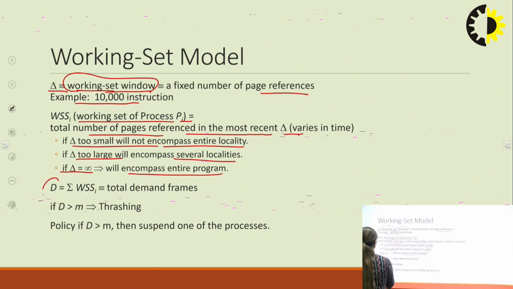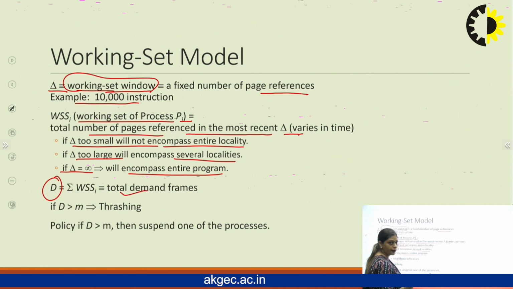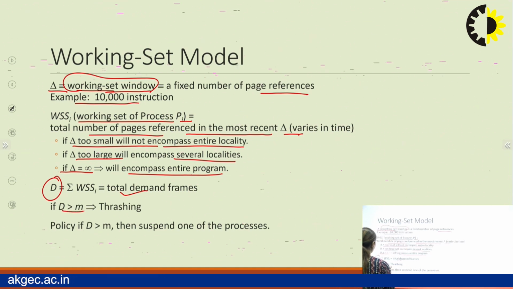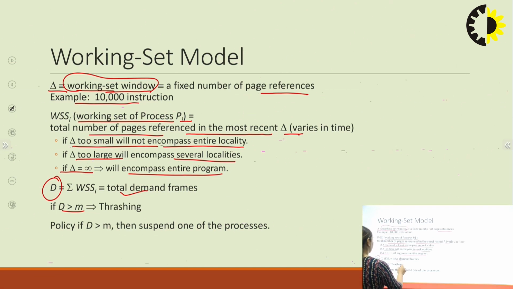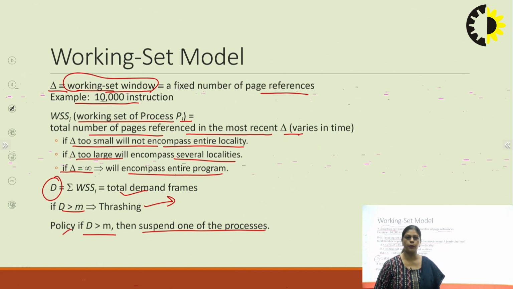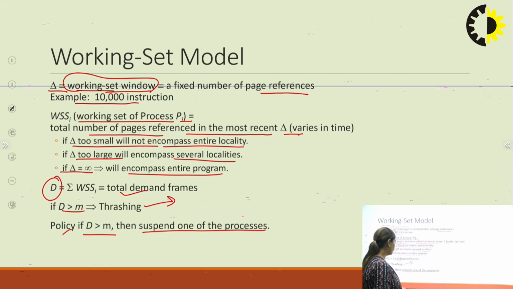Now, D is the total of all the localities being used at all times, right? That means total demand frames, the total number of frames it will require at a particular time. If D is greater than the memory M, it will lead to thrashing, right? And the policy is, if D is greater than M, then suspend one or more processes. What is the solution to thrashing? You can suspend one or more processes for a time and then run the other processes quickly.